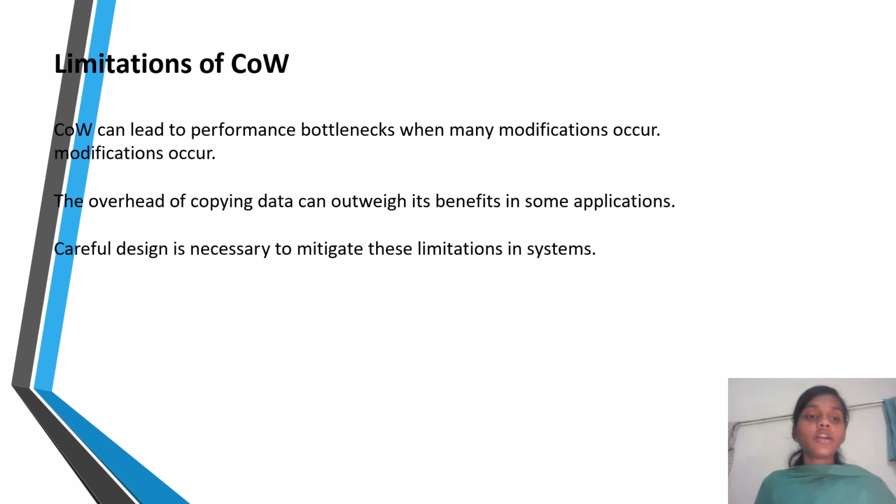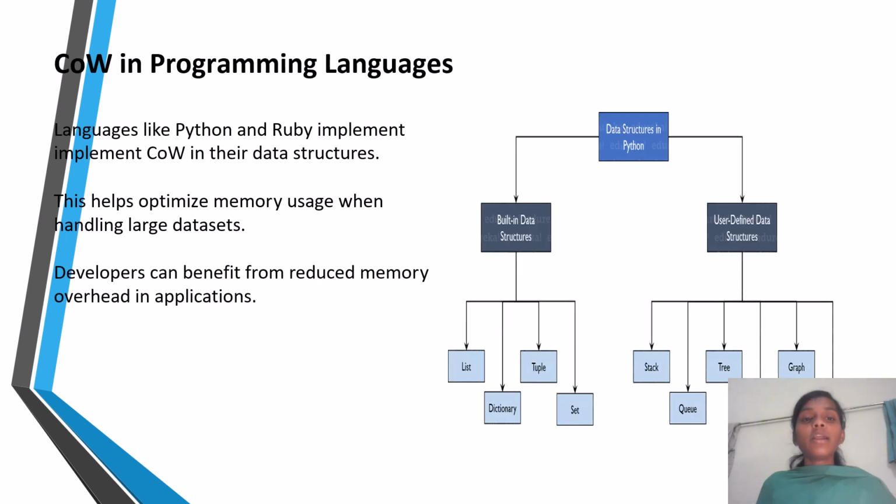Next, limitations of COW. COW can lead to performance bottlenecks when many modifications occur. The overhead of copying data can outweigh its benefits in some applications. Careful design is necessary to mitigate these limitations in systems. COW in programming languages. Languages like Python and Ruby implement COW in their data structures. This helps optimize memory usage when handling large datasets. Developers can benefit from reduced memory overhead in applications.